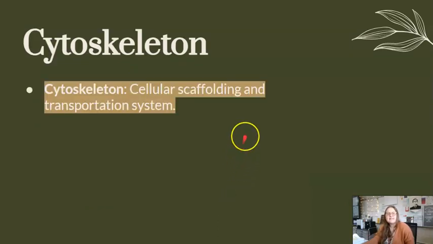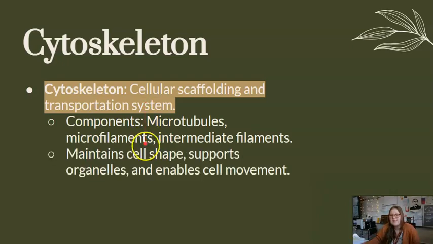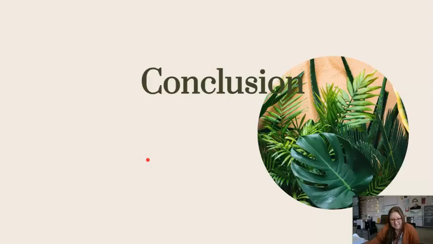And we have the cytoskeleton. The cytoskeleton is the cellular scaffolding and transportation system. So scaffolding meaning it helps hold things up and together, and as a transportation system, it's like a line that things crawl along, like a thread that goes through the cells, and packages are sent along and they follow that line. Components are microtubules, microfilaments, and intermediate filaments. They help maintain cell shape, support organelles, and enable cell movement.